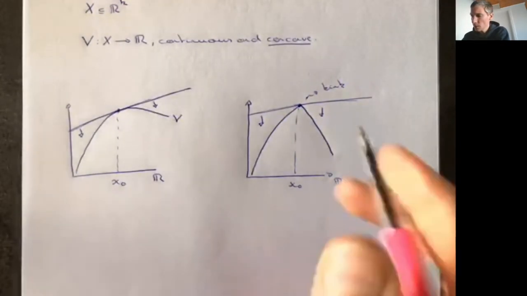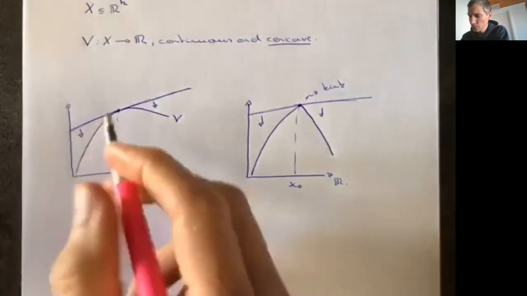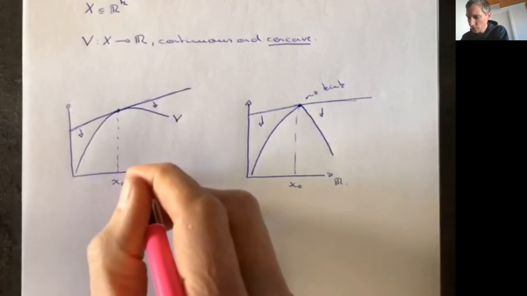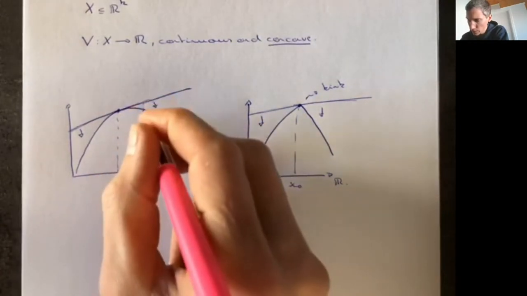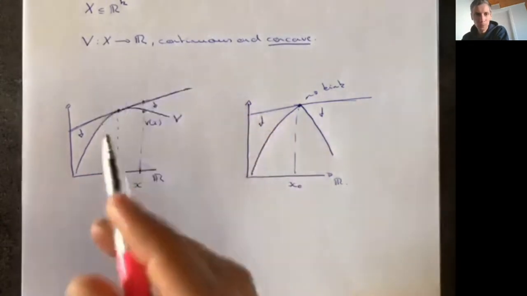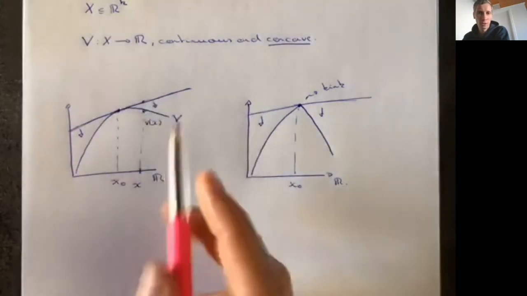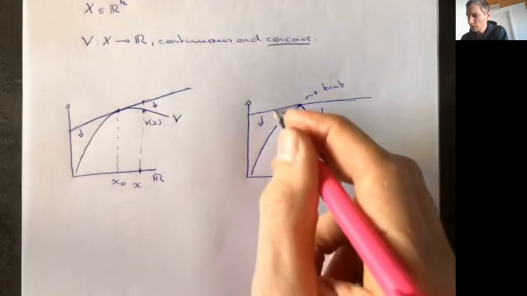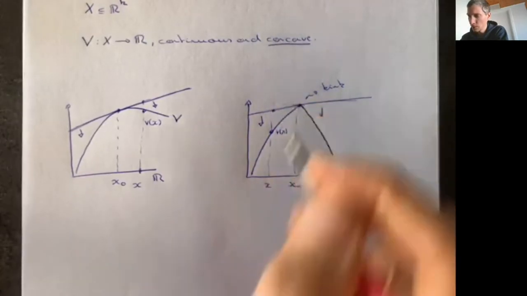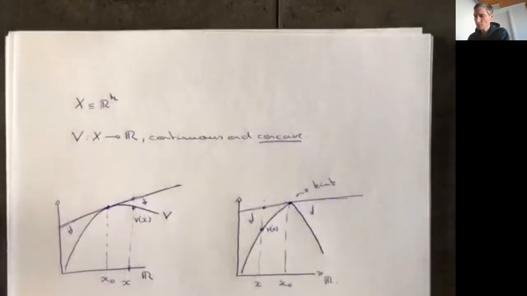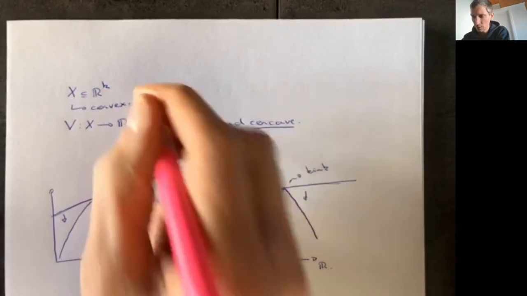Okay. So let me try to express this in a mathematical way, right? So what does it mean for this line to be entirely above the function? Well, it means that for any other x that I take, if I compare this value, which is v of x, and I compare this value, which we're going to pinpoint in a minute, then this value has to be less or equal to this value. Okay, and here the same thing. For any other x in the domain, v of x has to be less or equal to this value here. Okay, and I forgot to say it here. Let's assume that this is a convex set for simplicity.